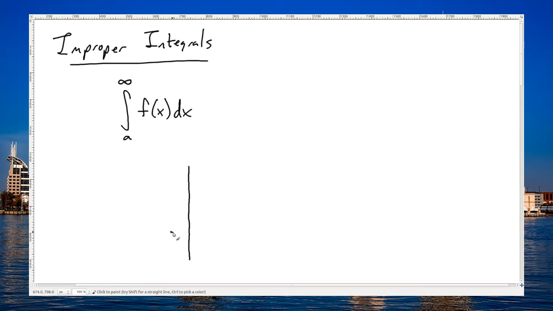We'll assume that our function here is non-negative, so it's greater than or equal to 0. So let's draw a picture of such a non-negative function. Maybe it looks something like that. And we want the integral from a to infinity. The intuition there is that a is some finite real number. Maybe it's right here. Here's a.